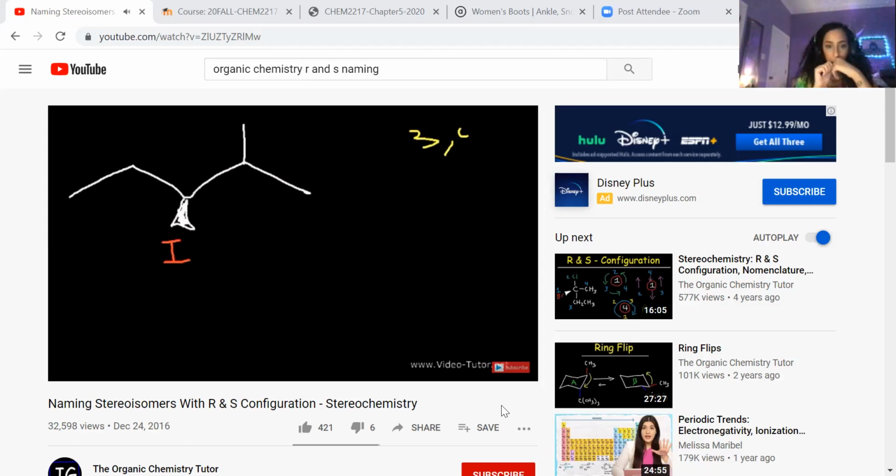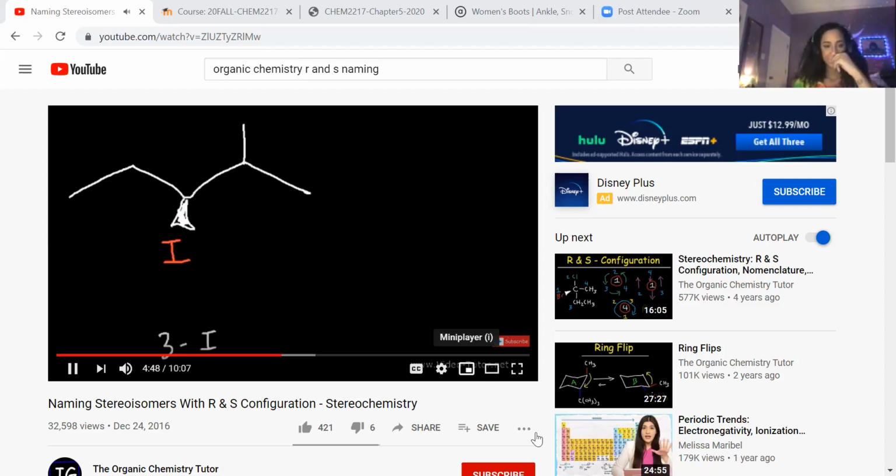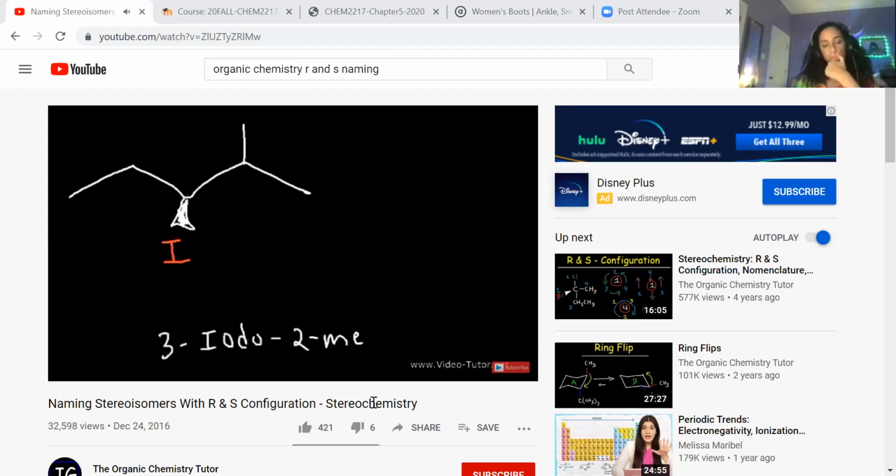Let's put it together. And we have to put it in alphabetical order whenever we have multiple substituents. So this is going to be called 3-iodo-2-methylpentane, since we have 5 carbons in the longest chain.